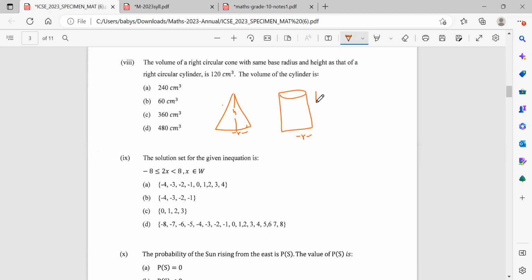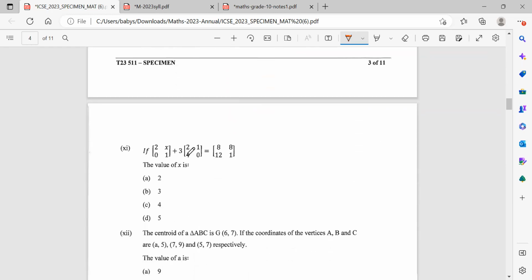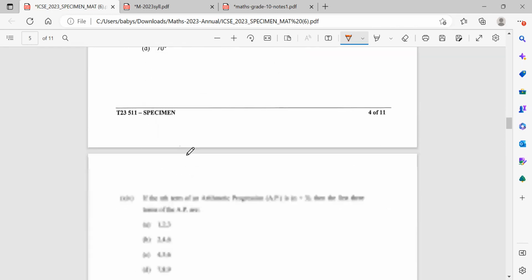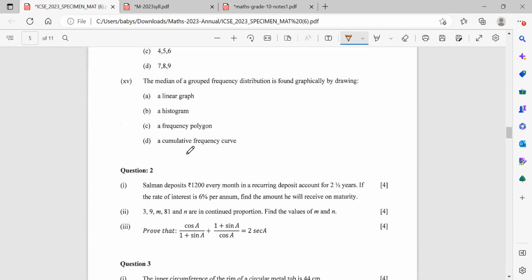So what are they saying? You have a cone. They're given the volume of a right circular cone with the same base radius and height as that of a right circular cylinder is 120. The volume of the cone is 120. So volume of the cylinder will be naturally 3 times more. It will be 360. So you don't need the height or radius or anything. It's just that you understand it's 3 times more. So 120 times 3 is 360. Just remember this. This is a one marker, and there is no big calculation involved here. Just multiply it with 3.